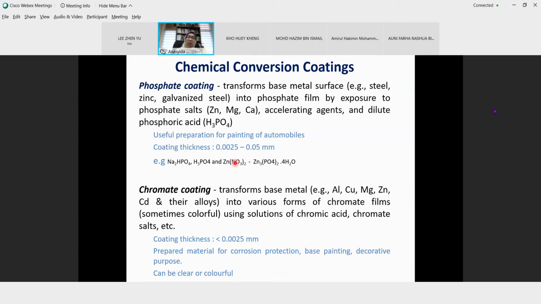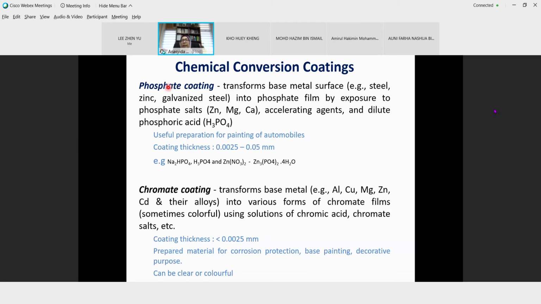All right. So for chemical conversion, we have phosphating. So we are transferring the phosphate. We are forming a phosphate film on the base metal. Either use galvanized steel, or steel without galvanizing, or you can also use zinc. So it depends on the phosphating film that you want to coat. Normally people will use zinc phosphate. So you are coating the steel with zinc phosphate.